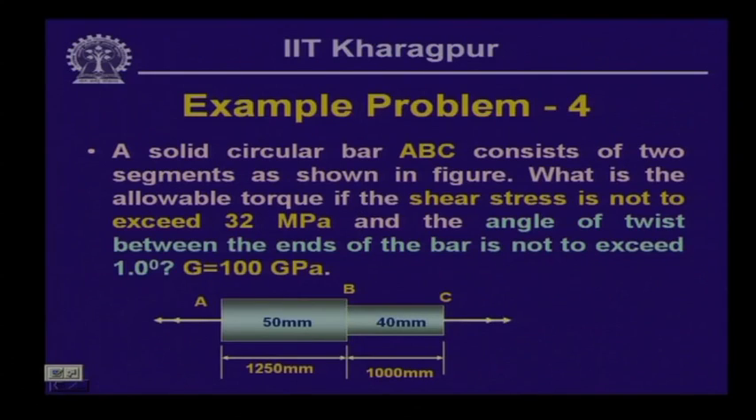Now, here you have different diameters of the shaft, the total shaft consisting of 2 different diameters, but it is subjected to one twisting moment. So, you will have to find out what is the allowable torque that you can apply on this particular shaft if the stress and the rotation are limited.